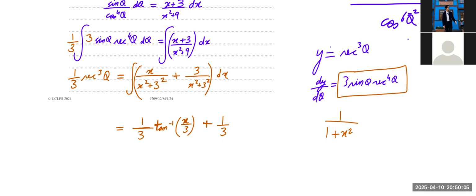Yes. Is it 1 over 1 plus x squared? So I see 1 over x squared plus a squared equals... Yeah, that's the one. That was before. And then, isn't it the same?